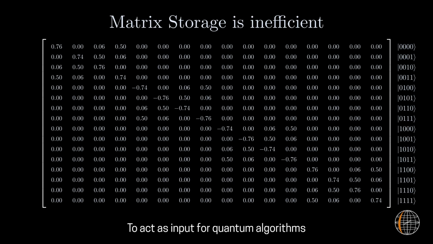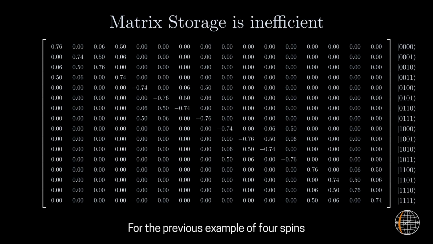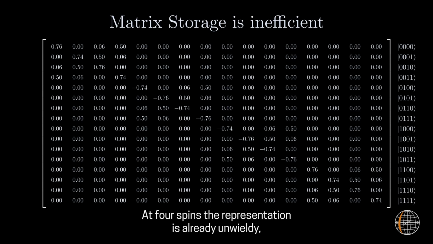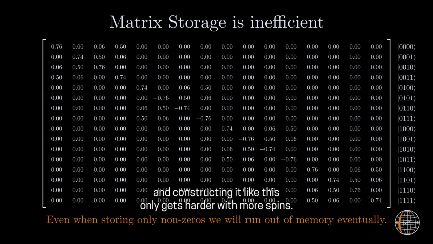To act as an input for quantum algorithms, the spin Hamiltonians need to be constructed on a computer. For classical simulations, spin Hamiltonians are often constructed as a matrix in a computational basis. For the previous example of 4 spins, this gives a 16 by 16 matrix. At 4 spins, this representation is already unwieldy, and constructing it like this only gets harder with more spins.